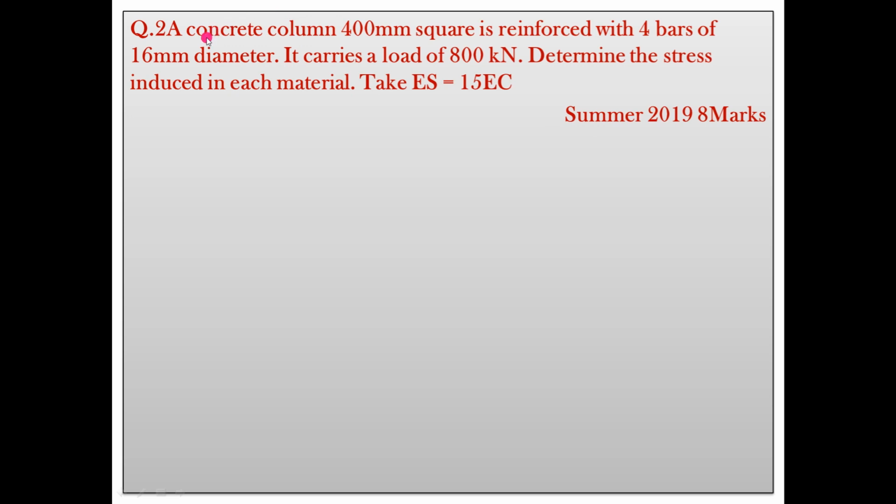I am repeating the problem once again. A concrete column 400 mm square, that is, a square column having a cross section of 400 mm by 400 mm, is reinforced with 4 steel bars of 16 mm diameter inserted in the column. This column carries a load of 800 kilonewton. Then determine the stresses induced in each material, that is, in the concrete and the steel bars. They give ES is equal to 15 into EC, which is given for calculating the modular ratio.